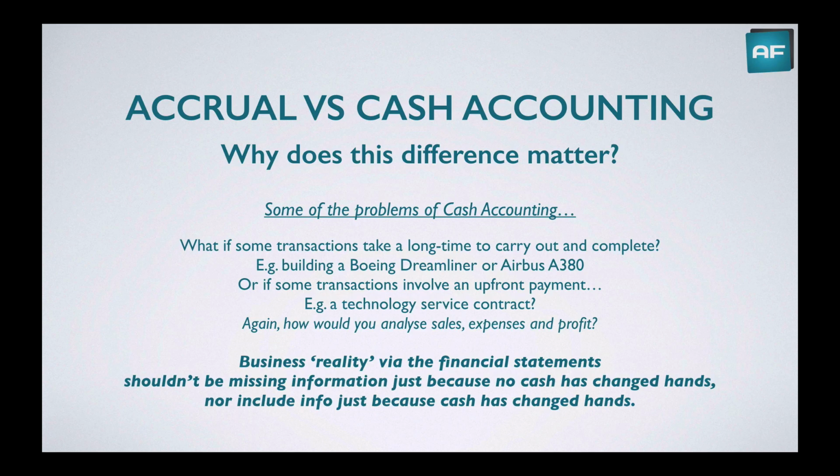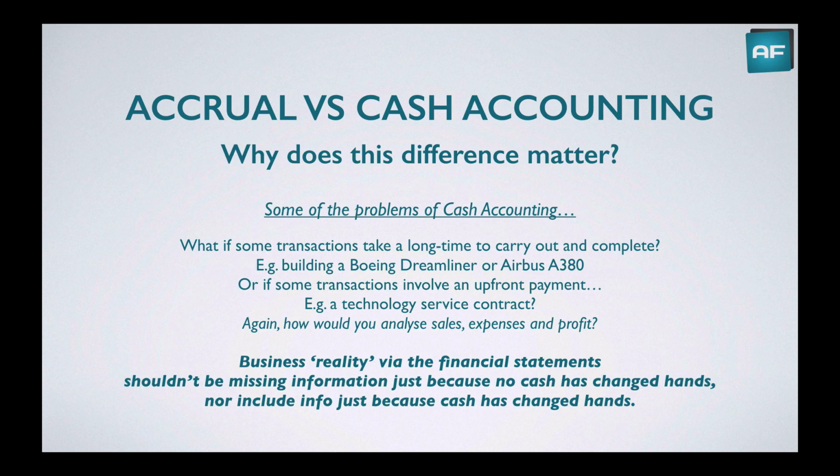Think about it for a second. We've got the Boeing Dreamliner that takes 2 years to build, or we've got the upfront payment for the technology service contract. Can you imagine how whack those financial statements would look? Boeing possibly made a sale for 5 Dreamliners in 2019, but wouldn't get paid for it until 2021. Boeing would operate for 2 or 3 years and have a completely blank set of financial statements, even though they've been in the factory building along.